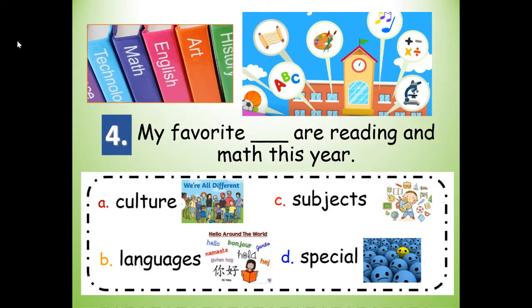Number 4. My favorite blank are reading and math this year. My favorite culture are reading and math this year. My favorite languages are reading and math this year. My favorite subjects are reading and math this year. Or my favorite special are reading and math this year. What makes sense given our picture clues and where the word is in the sentence, the context? Subjects. My favorite subjects are reading and math this year. Subjects.